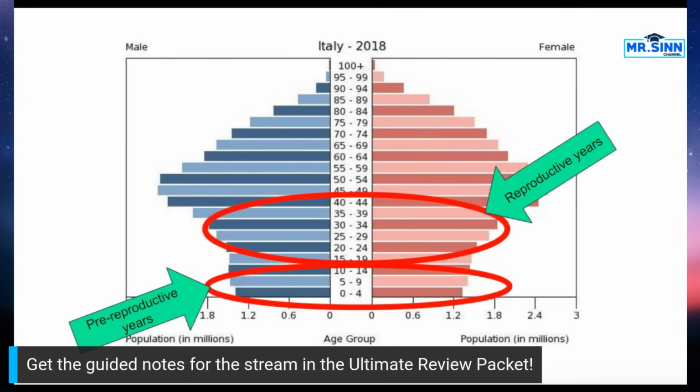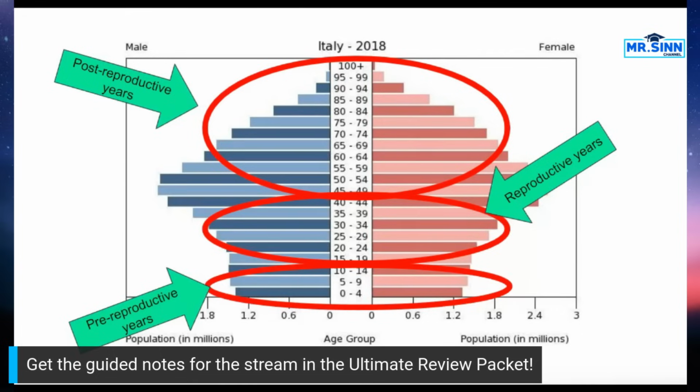Then we have our reproductive years. So this is that 15 to about 44, 45 years. Generally, this is where people are going to have children, where you start having children, where people are able to do that. After that, then we have our post-reproductive years. Generally here, people can no longer have children. So important to kind of understand the differences here.